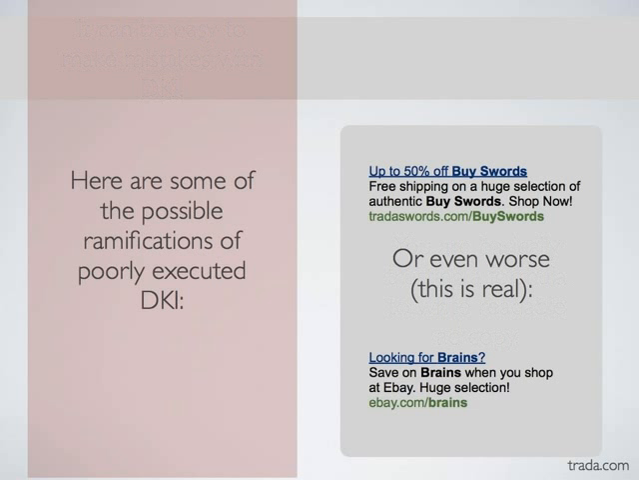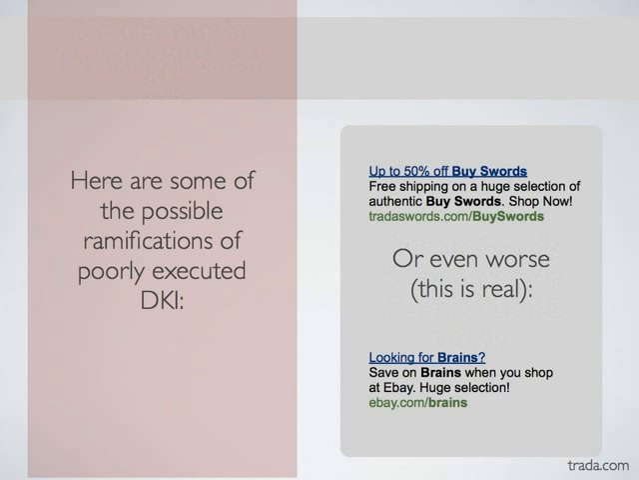So here are some things that can go wrong if you poorly execute DKI. On the top we have just a sort of part of speech snafu. We have here, buy swords instead of swords. This is a verb as opposed to a noun, and so we're saying, free shipping on huge selection of authentic buy swords. This is why we don't put swords and buy swords into the same ad group.